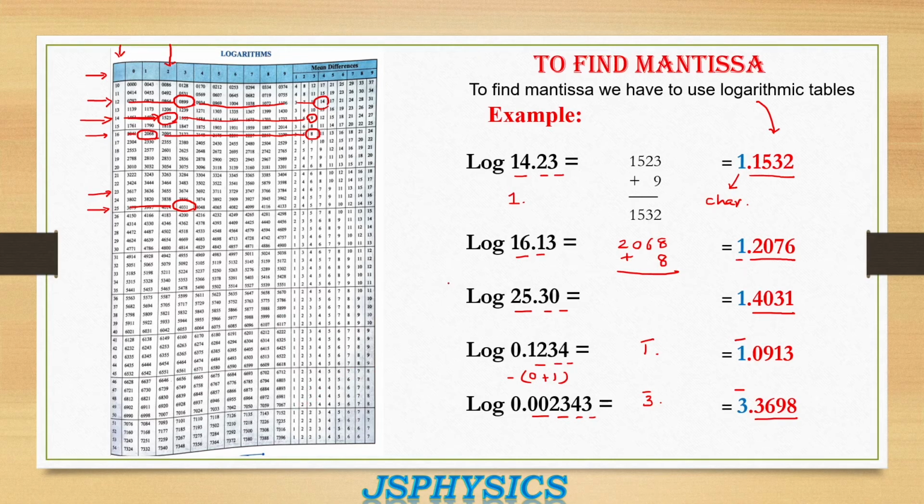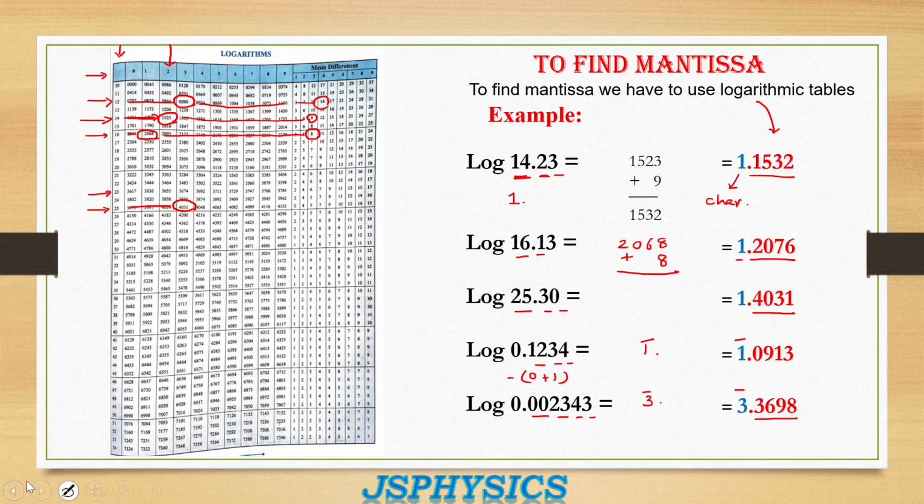Then we have to look in the row containing the first two digits, then under the column of the next digit, and then the mean difference of the next digit. Whatever numbers are there, we have to add them to get the mantissa of a given number. Now this is how to find the characteristic and mantissa and ultimately the log of a given number.